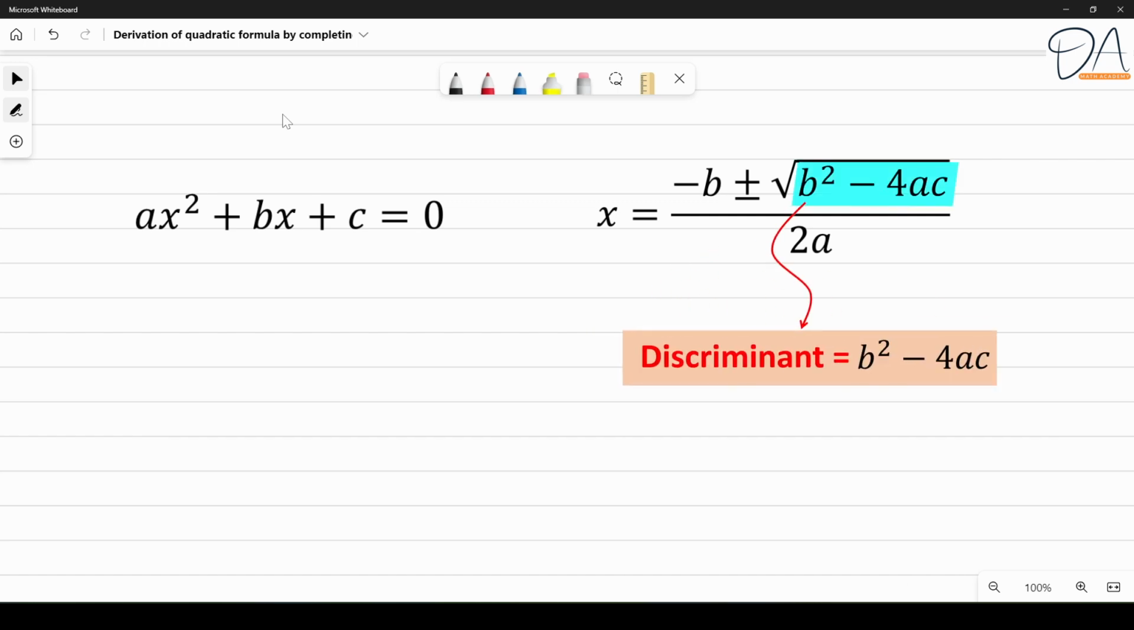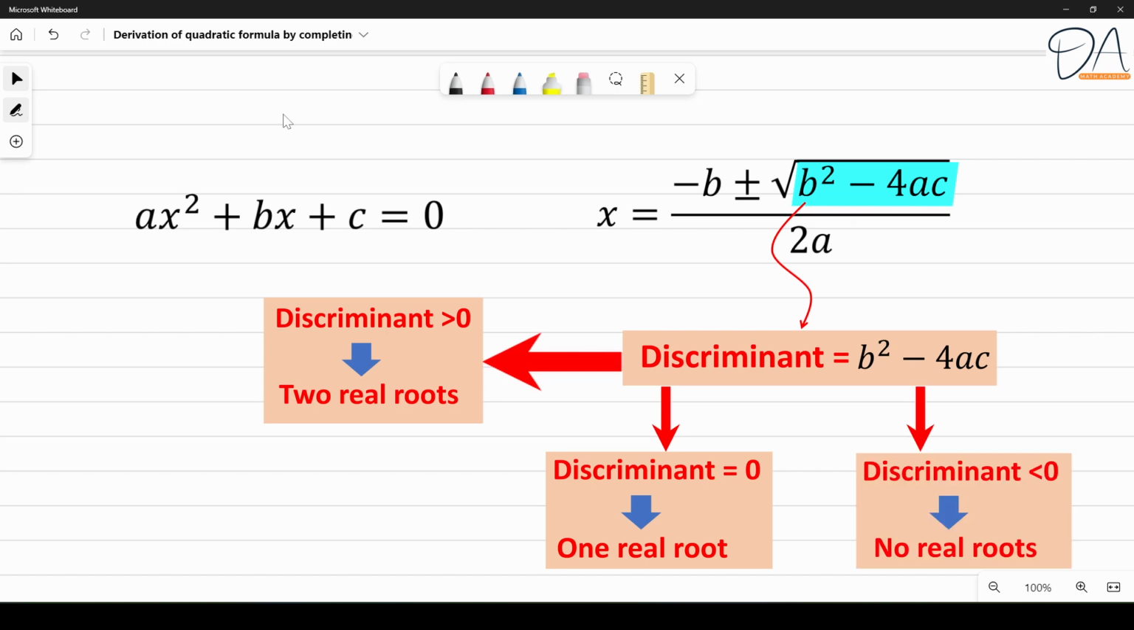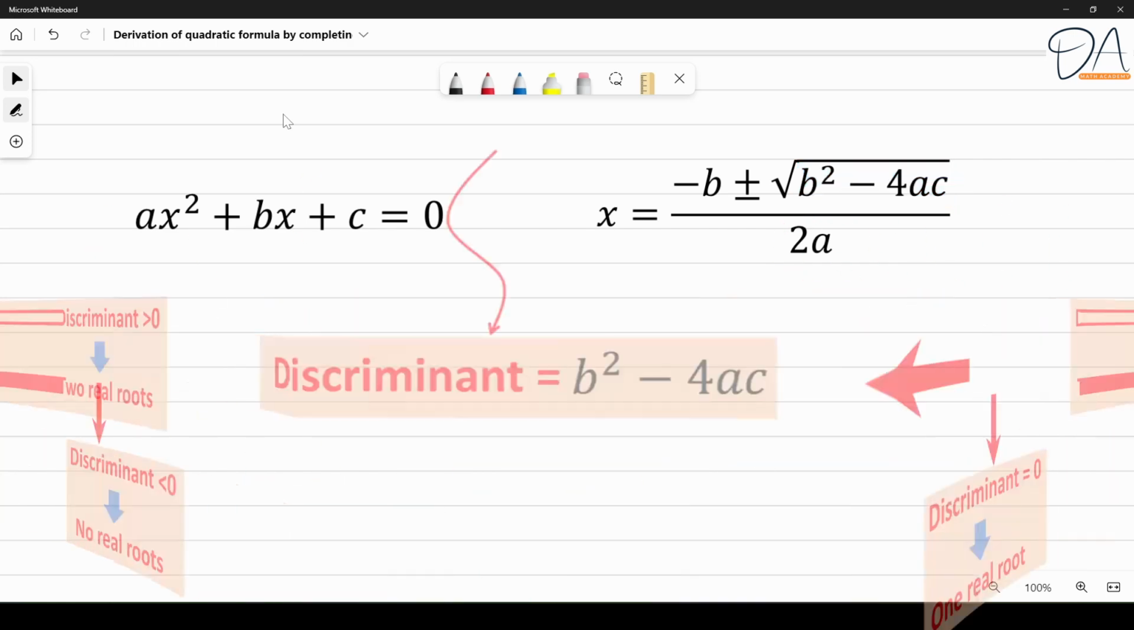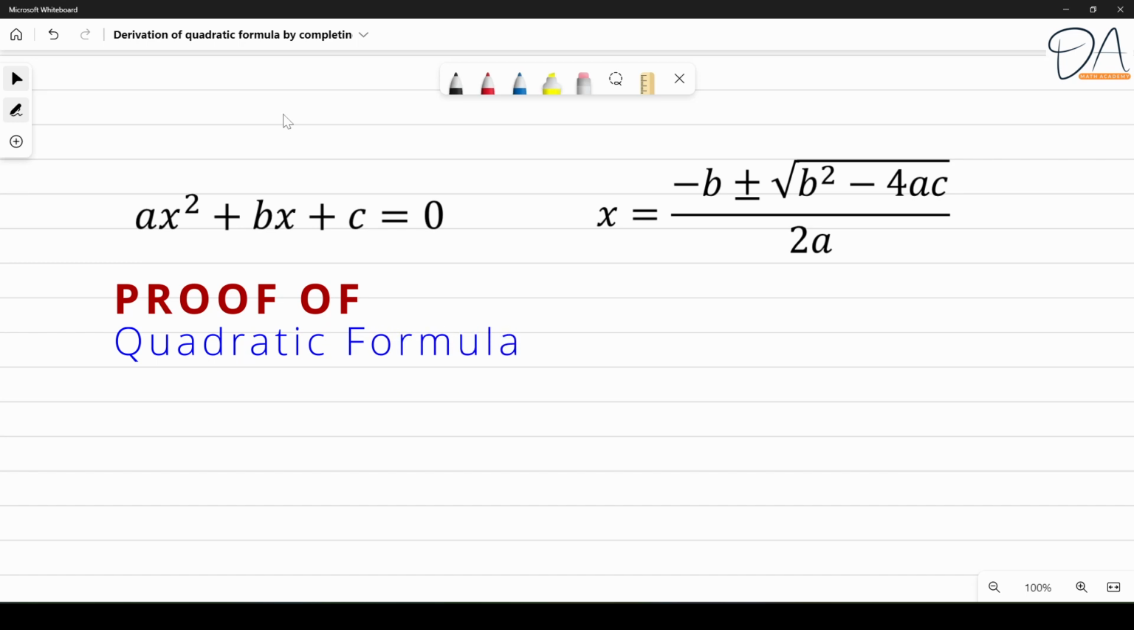As you know, the quantity b squared minus 4ac is called the discriminant, and based on its value, whether it's positive, 0, or negative, you will know whether you have two real roots or one real root or no real roots. So we'll try to understand also in this video why that is the case. So let's start with the proof first.